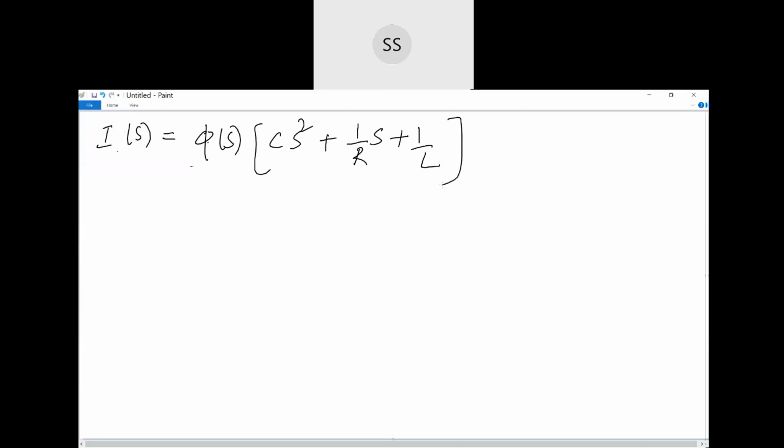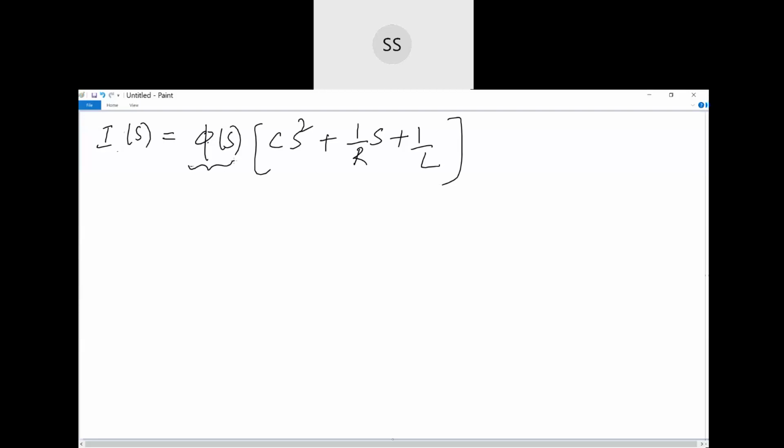So earlier what was the basic equation? F of s equal to x of s into m s square plus b into s plus k. Now we have replaced all the terms and this is the equation we have. Now the term phi of s has to be replaced by voltage.